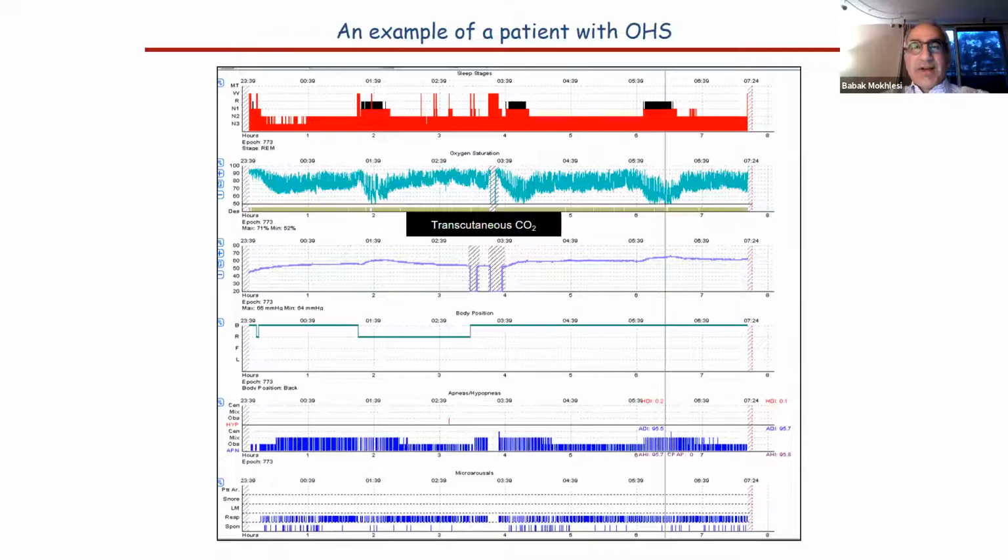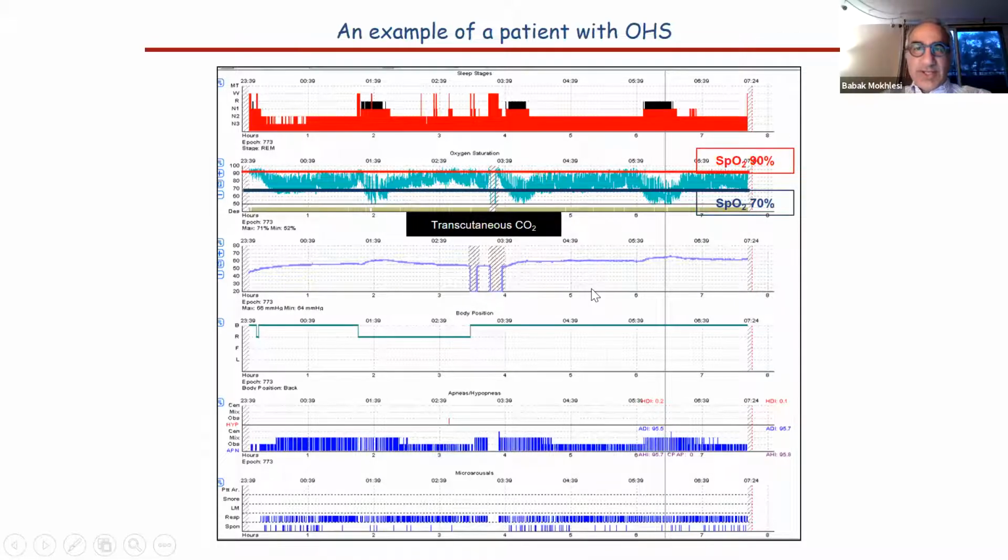People might ask, how come this poor soul didn't undergo a split night polysomnogram, because it looks so obvious that it's abnormal. For those who are not familiar, this is the sleep stages. Black represents REM sleep. This is the oximetry, and as you can see, that's 90% red. I put some thought into this, the color blue for cyanotic. That's the 70% line that I put. You can see this is significant hypoxemia.